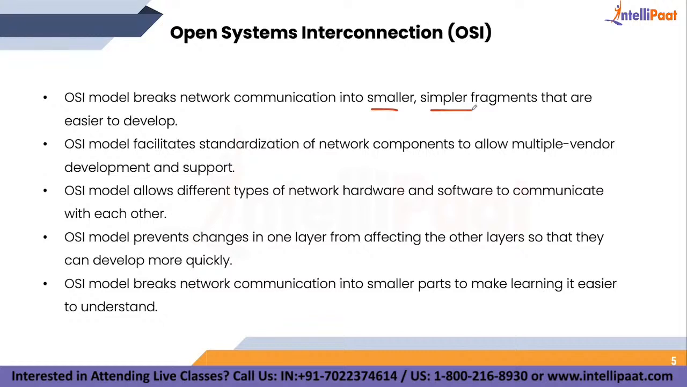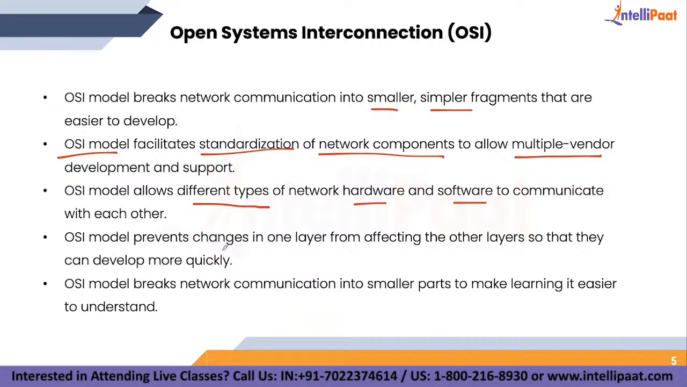Before that, it was just serial, cable-based communication that took place. And then the OSI model also facilitates standardization of network components and allows multiple vendors, whether D-Link, Cisco, Juniper, FortiGate, Checkpoint, whatever you name it, to all fall back and follow one language to speak with each other. That's the OSI model. The OSI model allows different types of network hardware and software to communicate with each other.